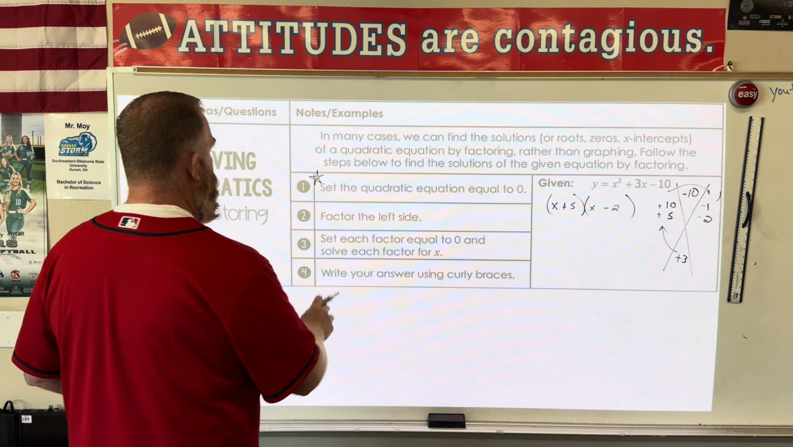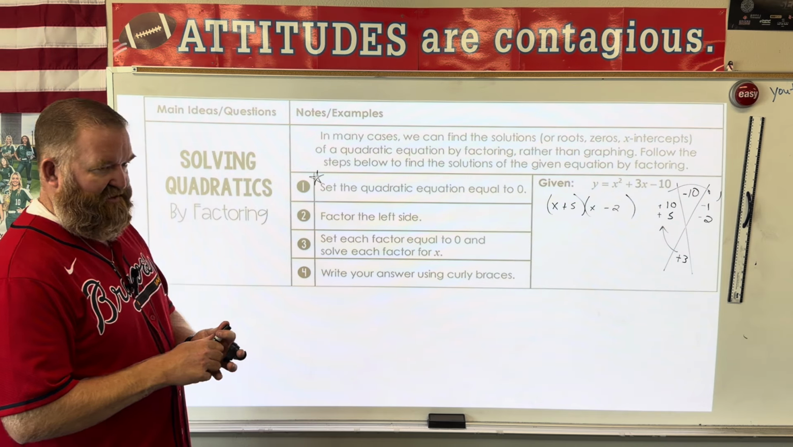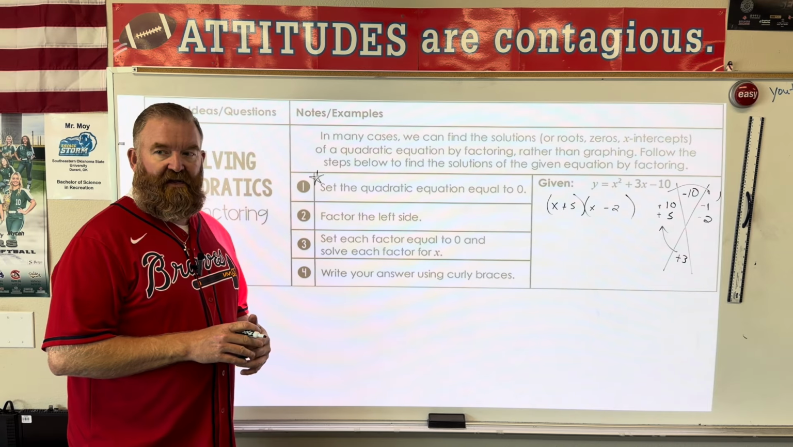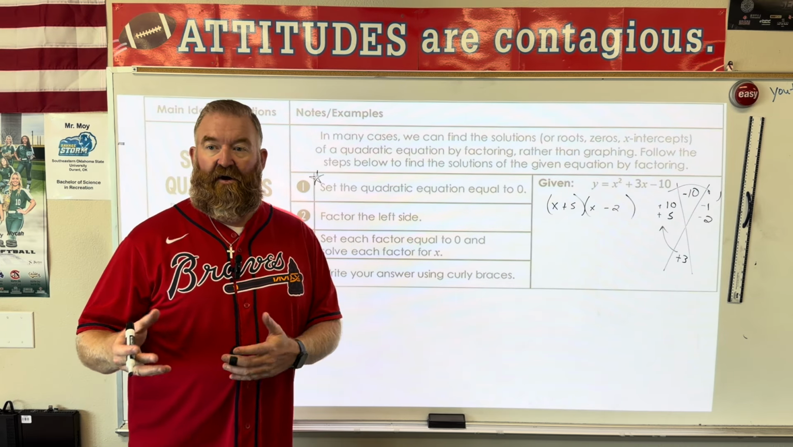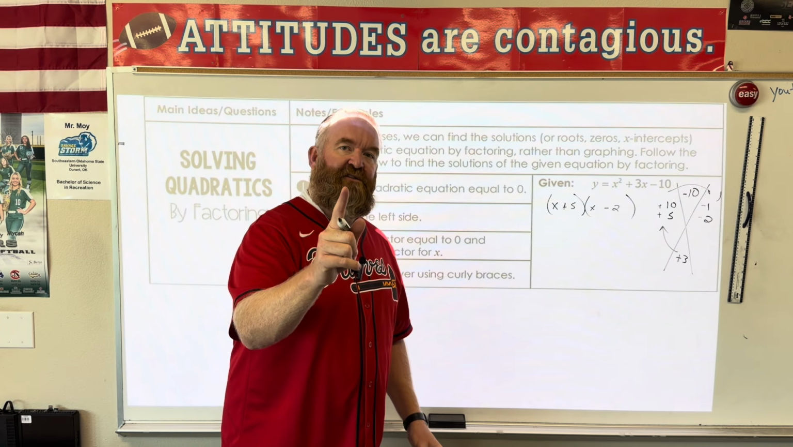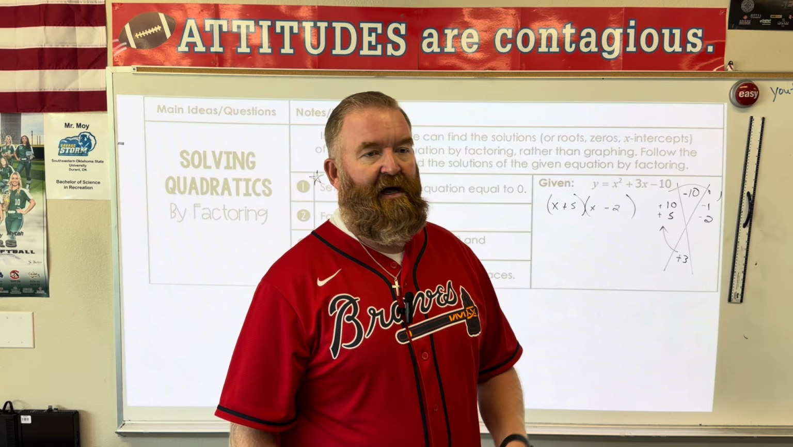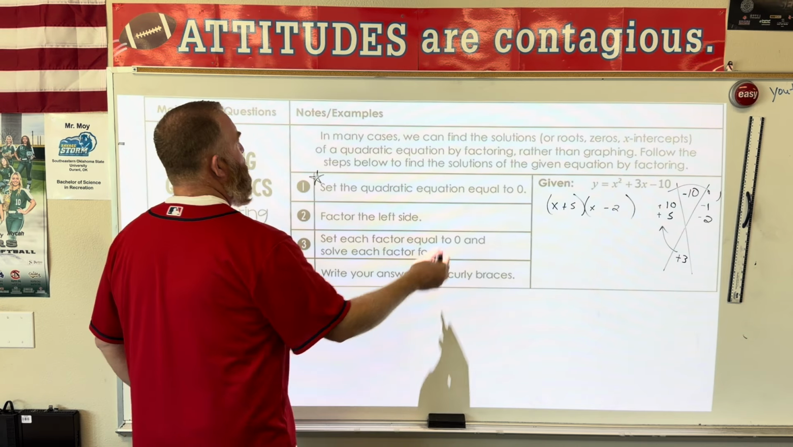Now, step number 3. Somebody tell me what that says. Set each factor equal to 0. Now, here's why. I want you to understand the why behind this. Why do we use 0? Why can you just magically turn it into 0? Because think of it this way.